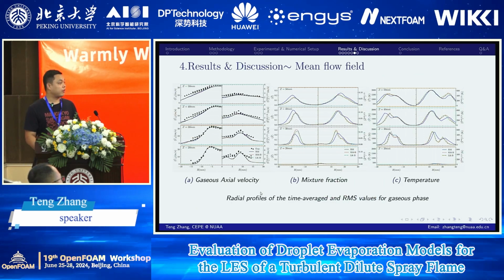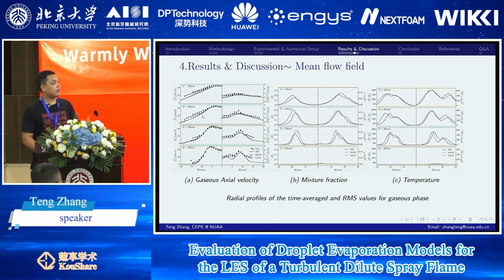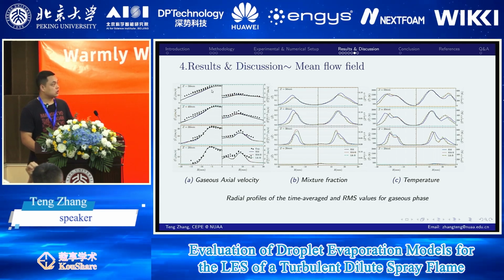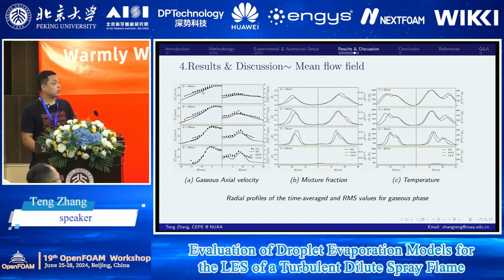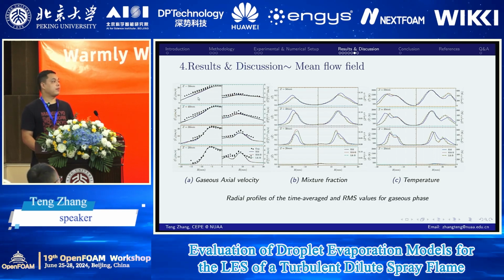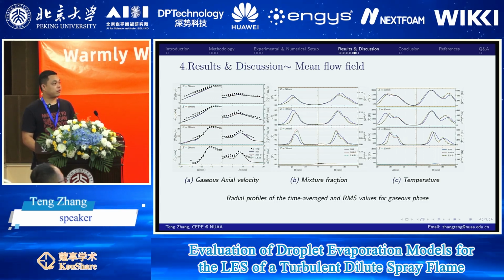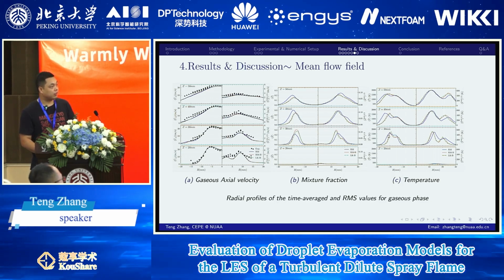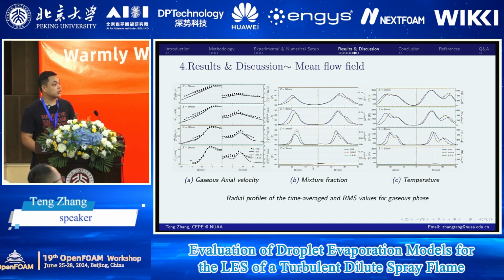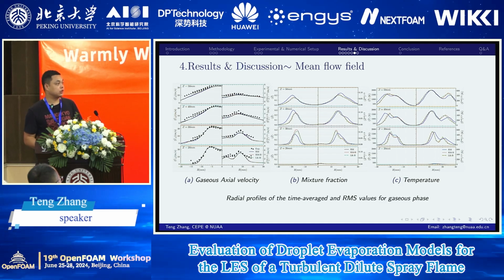These radial profiles are the gaseous axial velocity, mixture fraction, and temperature. The left column is the time average values, and the right column is the RMS values. For the axial velocity, there are some differences between the RM model and the other two models. The axial velocity was underestimated by the RM model. The differences between the models are more obvious in the mixture fraction and the temperature profiles. We can easily see from these results that the RMB and the LKB model have very similar results, but the flame was expanded in the radial direction by the RM model.